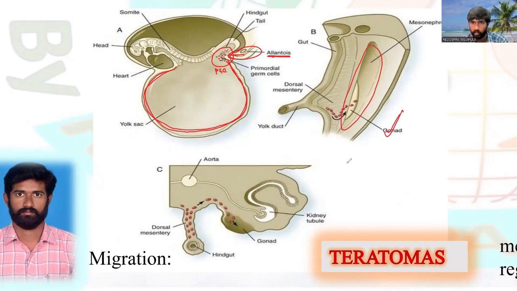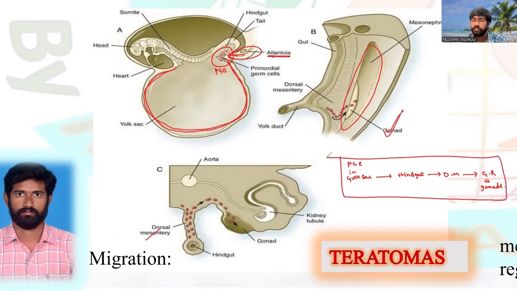The pathway. If I talk about the pathway, first the PGC in the yolk sac reach the hindgut. From the hindgut to the dorsal mesentery, DM, from where it reaches the gonadal ridge, which is the site for the gonads. Okay, this is the pathway. This whole pathway starts in the fourth week. PGC formation happened in the second week, and by the end of the fifth week, this migration is completed. Okay, keep it in mind.